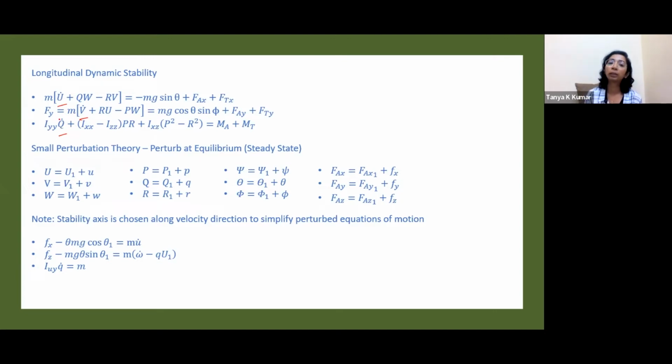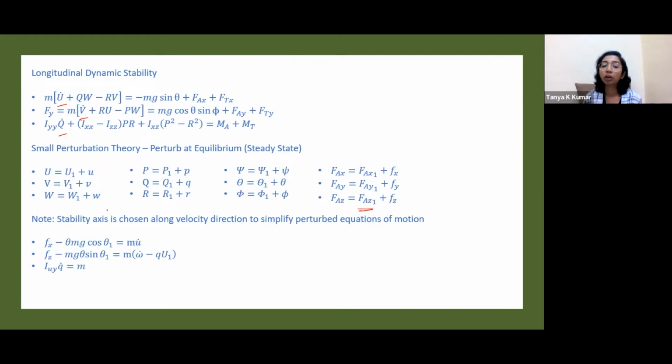Now, to see how it behaves when subject to a perturbation, we take the aircraft initially at steady state. What is steady state? It's the equilibrium condition in our case. And we subject it to a small perturbation. So we take these quantities where the subscript 1 denotes the values at steady state. So you have u1, v1, w1, all measured at steady state. This is the velocity at steady state, this is the angular velocity at steady state, these are the Euler angles at steady state, and these are the forces at steady state.